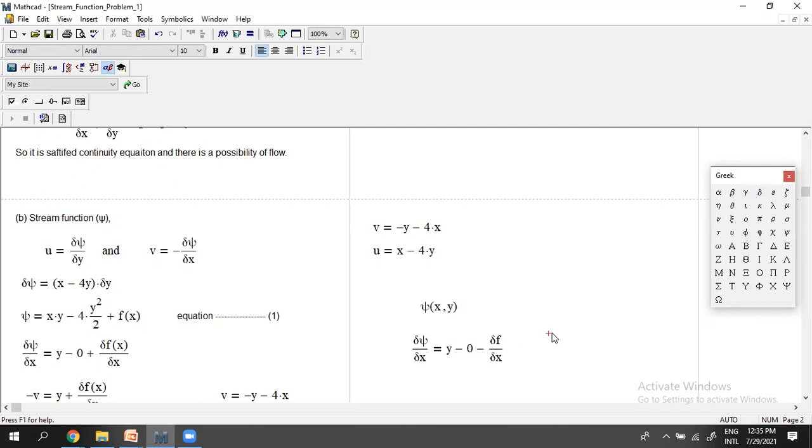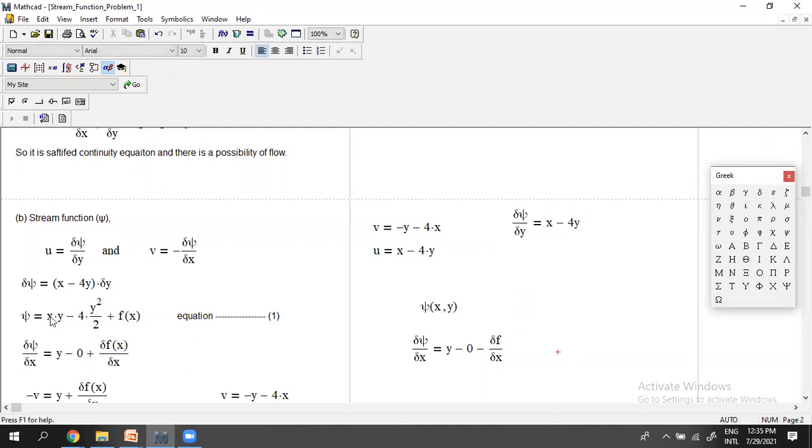Now you might have a question in your mind: why I consider a function of x, not y. What is del psi by del y? From here, if you write down del psi by del y, this term is equal to u, right? What is my u? X minus 4y.